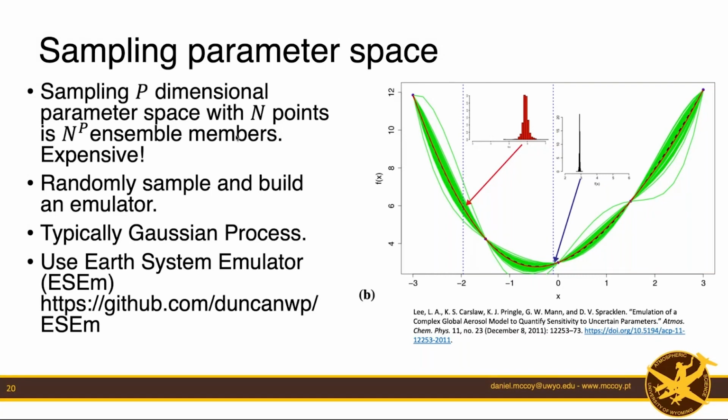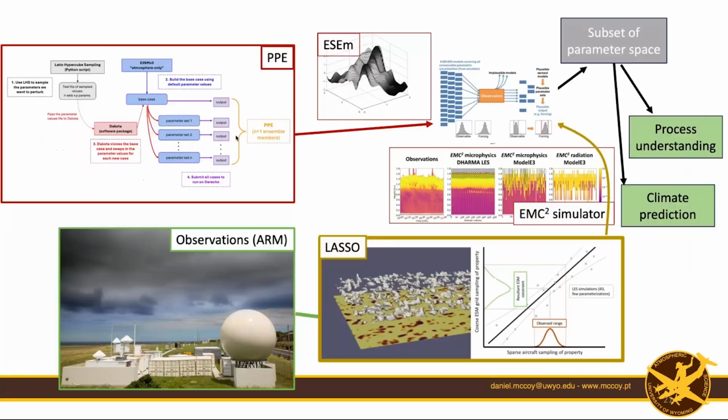So that's the top level flow chart of this, where we have the observations and the PPE on the left, and a big portion of PROCEED is finding ways to unify those through emulators and simulators and sampling uncertainty. Then once we can throw out implausible parts of the model space, we're hoping to have some insight into both climate prediction and what are the important processes that drive variability.